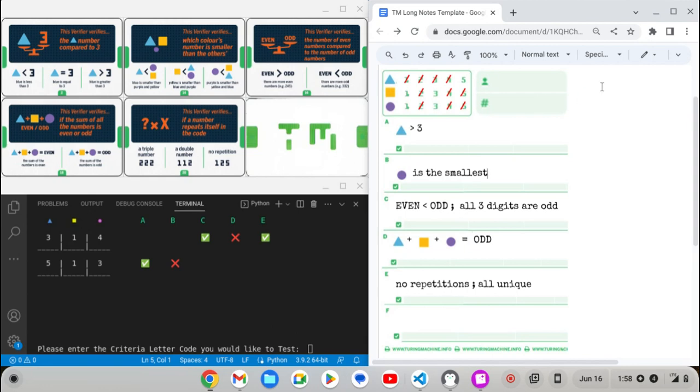So that means that square must be the 3. And of course then, since circle is the smallest, it's not 3. So that means that my solution should be 5, 3, 1. So let's type it out here.